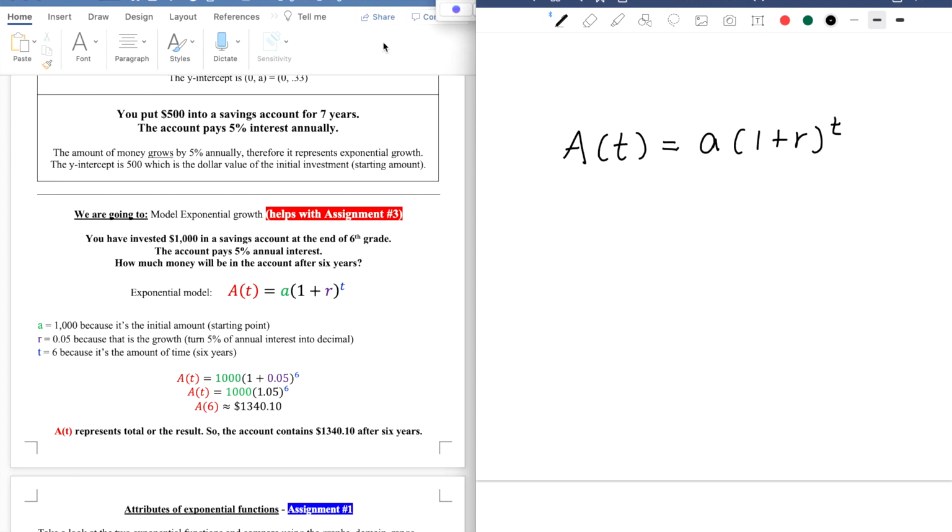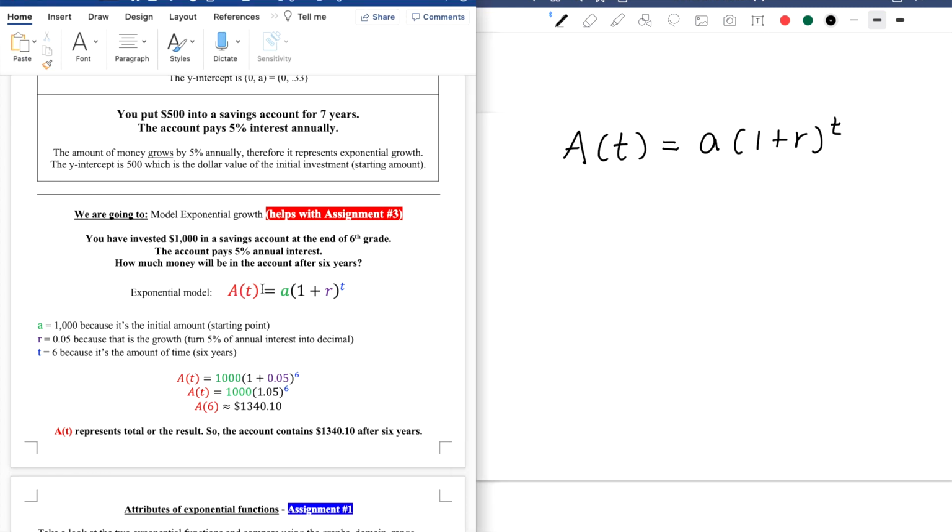And again, I color-coded everything so it's clear to understand. A represents the total, so this basically helps you answer the final question. This little lowercase a, in green, is the initial amount, the starting point, your y-intercept. So going back to your word problem, what was your initial amount? What did you start with?